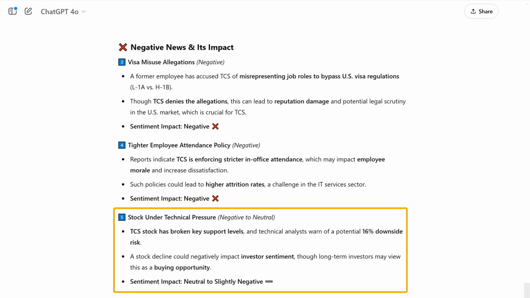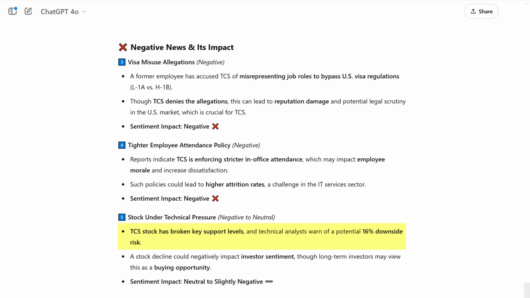Finally, we have some news about the stock performance. So based on a technical analysis, there's a warning that there might be a potential 16% drop from the current value of the stock. This is bad for investors, but long-term investors might consider this as an opportunity to buy more stocks. So the impact of this news is slightly negative.